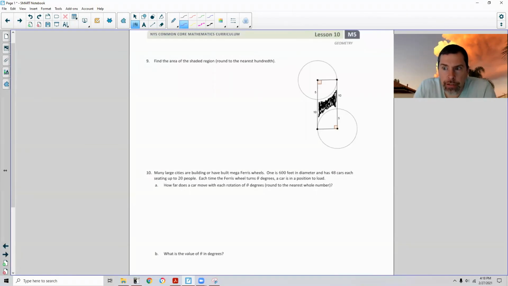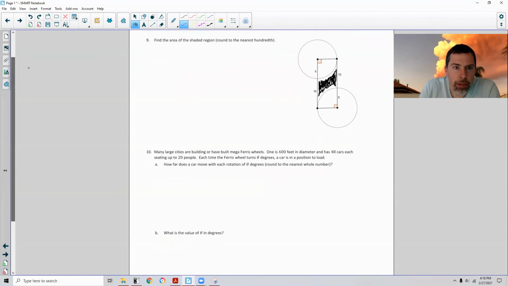Okay, page 6. Just keeps going. Number 9. Find the area of the shaded region. I guess this really bad shading here. Round to the nearest hundredth. Well, for starters, it is a rectangle. So the area of a rectangle equals base times height. Length times width, if you will.